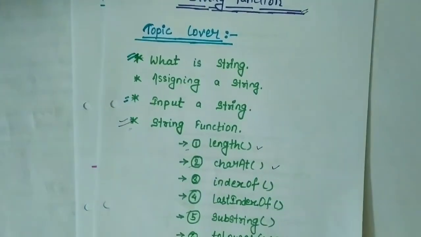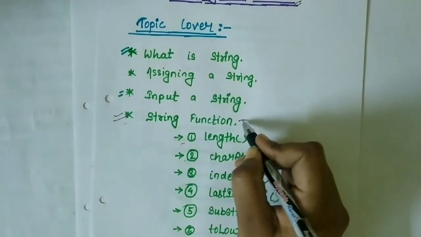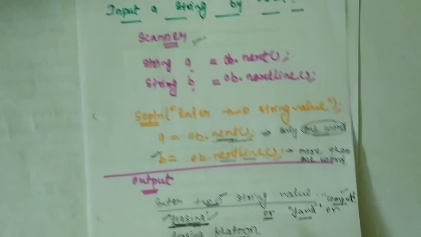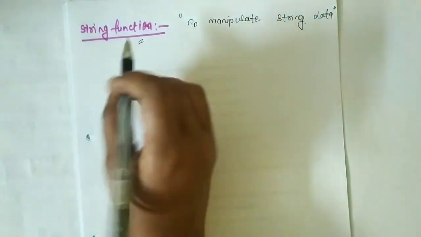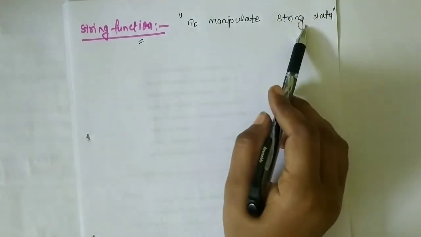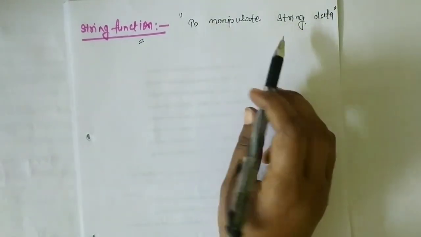So let's move to the string function. What is a string function? A string function is used to perform any operation on a string. So here is the definition: a string function is used to manipulate string data, or to manipulate string values.